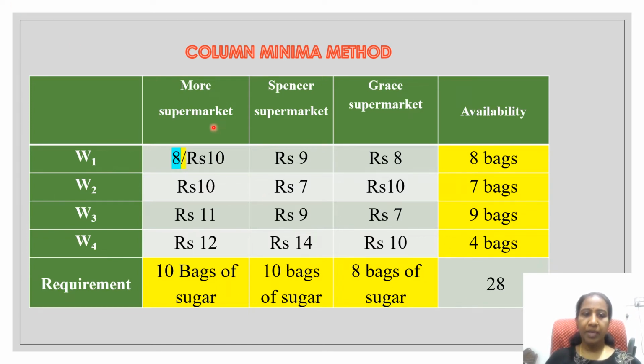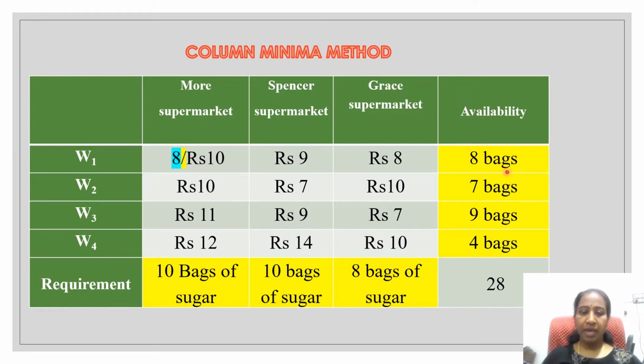This being the column minima method, I choose the first column. In the first column, the minimum cost is rupees 10. I can take either this 10 or this 10, there's no problem in that. So I'm taking the first 10 here. We have to allocate for this 10 and find the cost, allocate for the next 10 and find the cost, and whichever is minimum, we will choose that to be the optimal solution. Now here I've taken this 10.